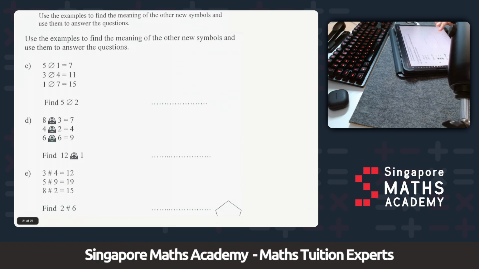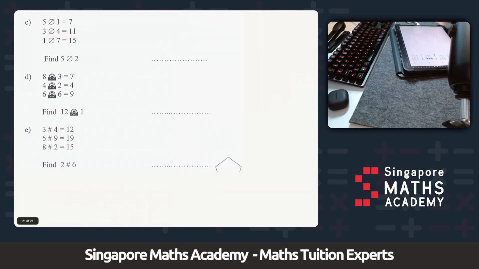Use examples to find the meaning of the other new symbols and use them to answer the questions. Use the example below. So let's have a look at these. 5 symbol 1 is 7, 3 symbol 4 is 11, 1 symbol 7 is 15. Now what I notice is 7 is quite close.